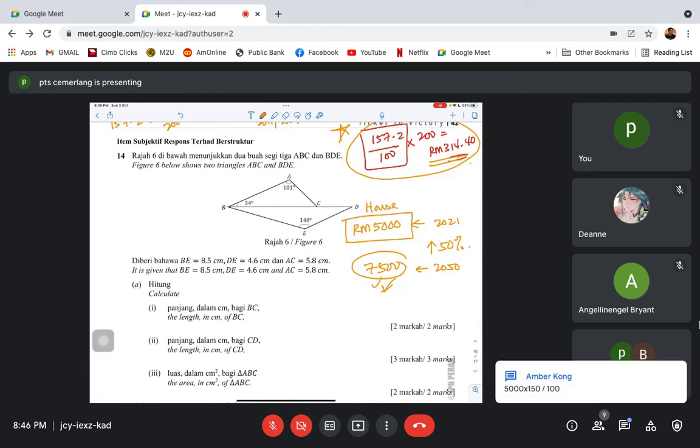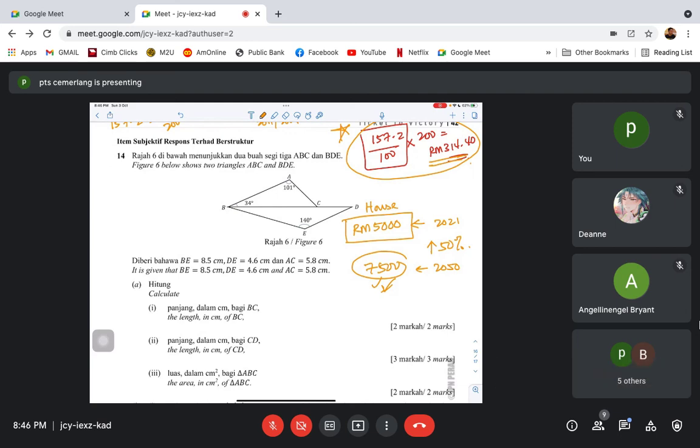5,000 times 150 over 100. Correct lah, so macam tu lah cara yang terbaik, okay? So you can say 150 over 100 and then multiply by the original price, which is 5,000. So you can dapat 7,500, okay? That is the actual way to do it lah, supposedly ya.